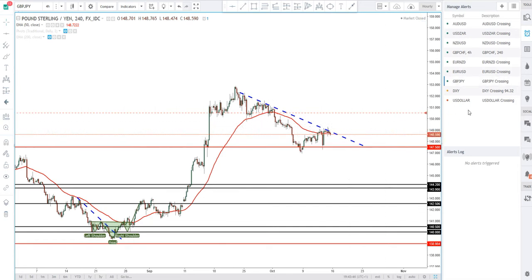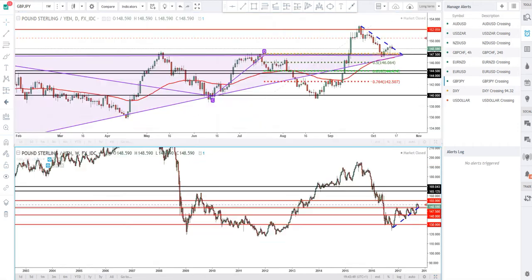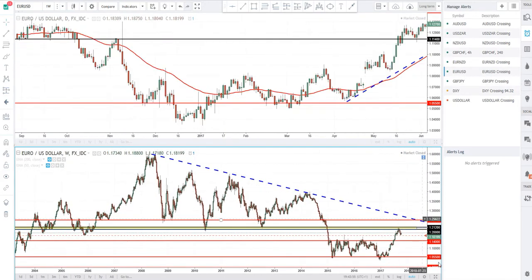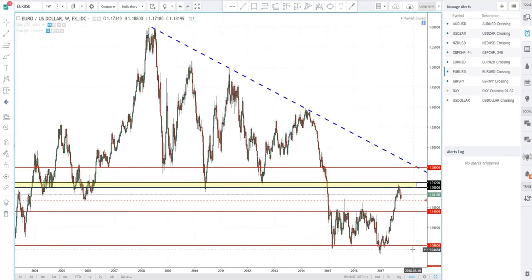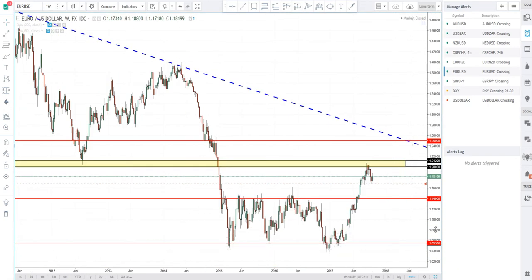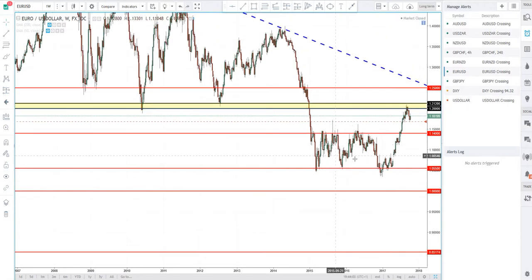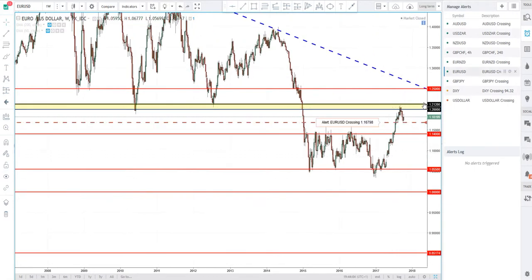So other pairs I've been looking at on the analysis here, and I'm going to go to the euro dollar to start with. This one's quite a nice one, and it's been on my radar for quite some time now. So we went long, on Monday I believe it was, for about 2% or something. I am overly bearish on this pair.